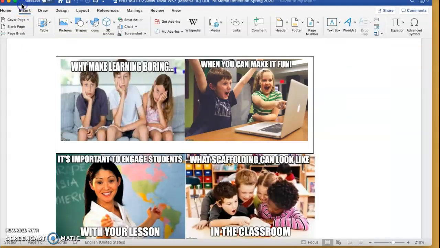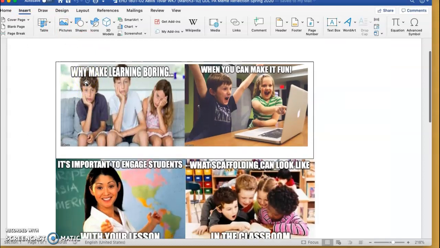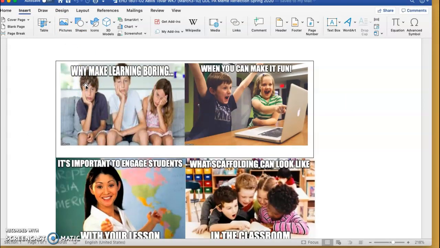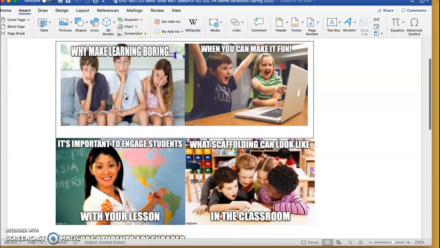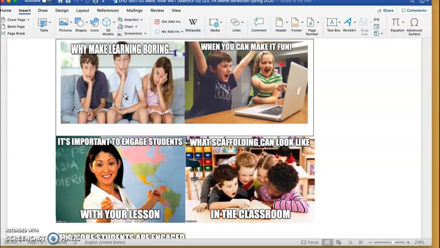And so the second reflection that I love is the memes. They always made me laugh, and it was always a great time creating them. And this one was for week 7, and it was about scaffolding.